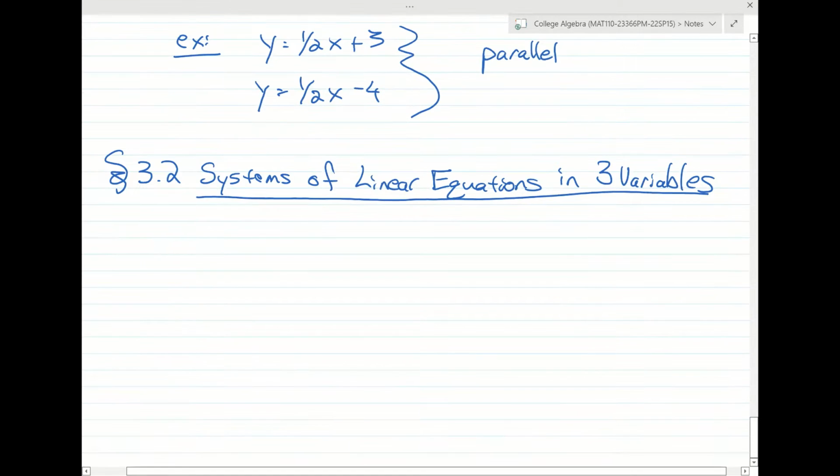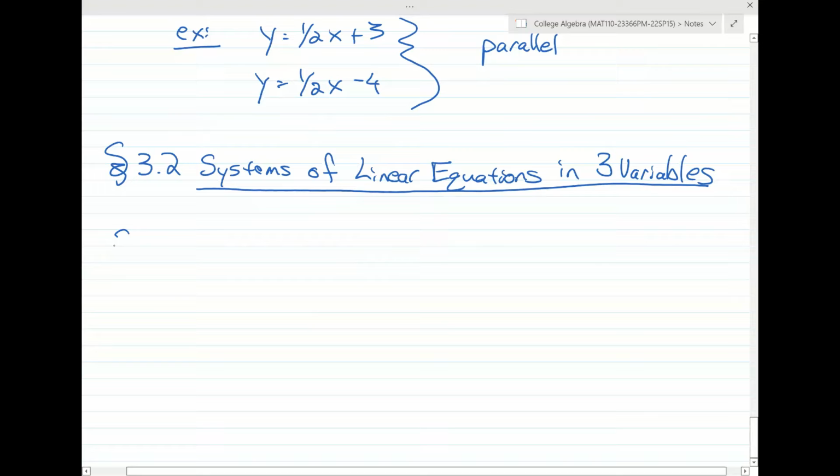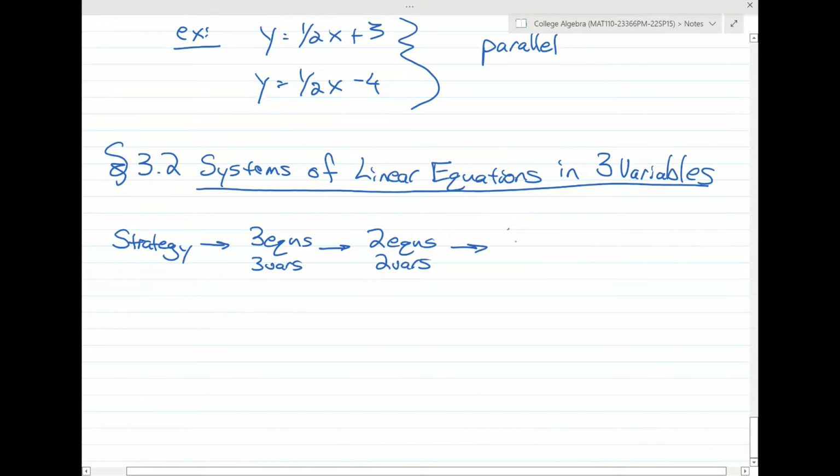When we're doing systems with 3 variables, the strategy is to go from 3 equations with 3 variables down to 2 equations with 2 variables down to 1 equation with 1 variable. And then you just plug it in. So that's kind of the game plan. Let me show you what that looks like when we're doing these problems.